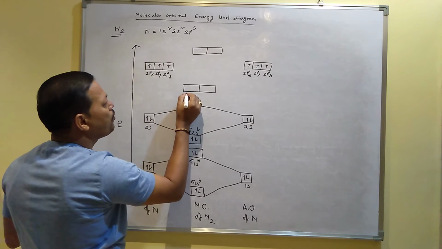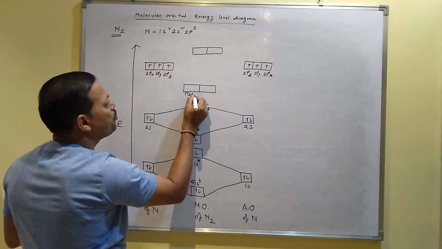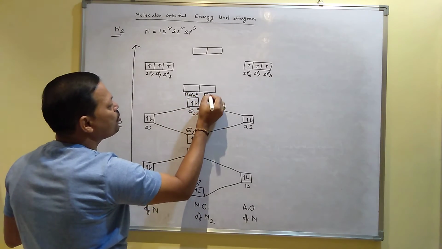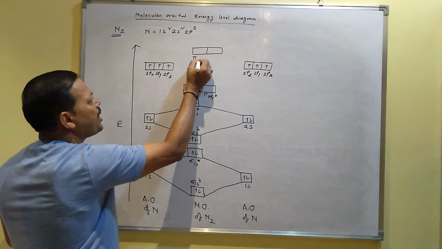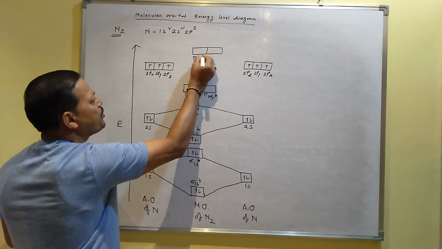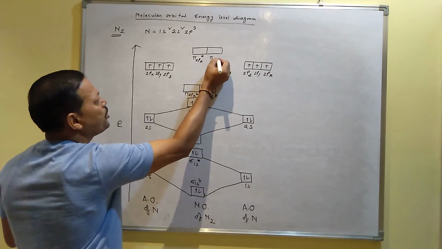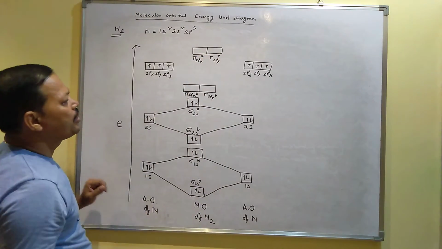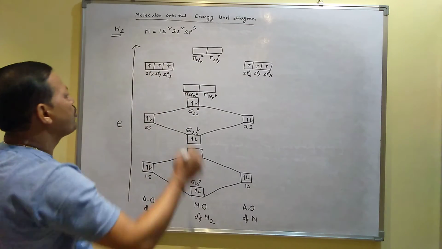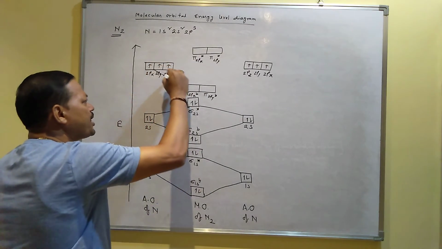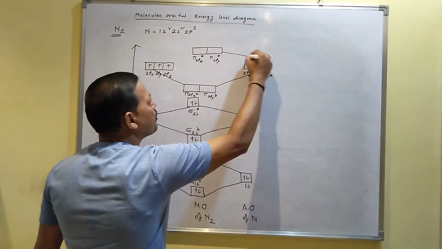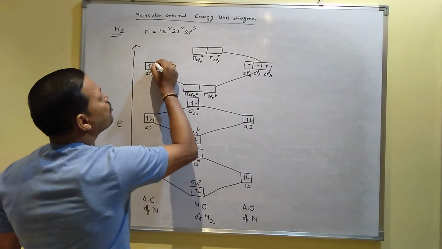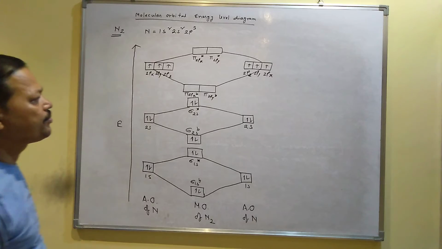This is called pi 2px bonding and this is called pi 2py bonding. Similarly, this is pi 2px anti-bonding, this is pi 2py anti-bonding. These two molecular orbitals are formed by the combination of 2px and 2py. You combine 2px and 2py like this.